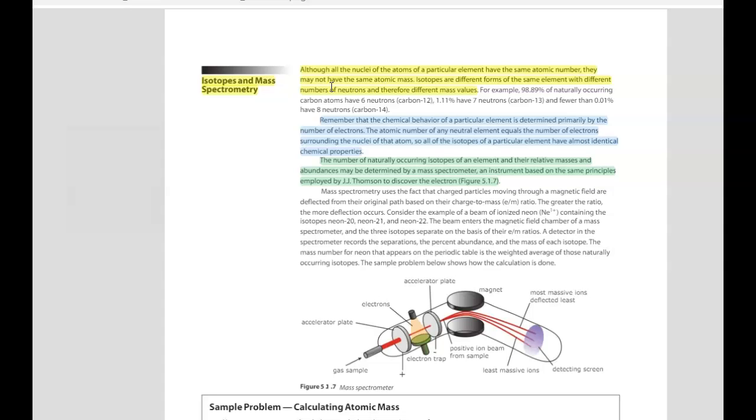We only really care about isotopes, at least in the context of this class, in terms of the contribution they make to the average atomic mass of the atom, that decimal number that we've been using off the periodic table to find molar masses from.